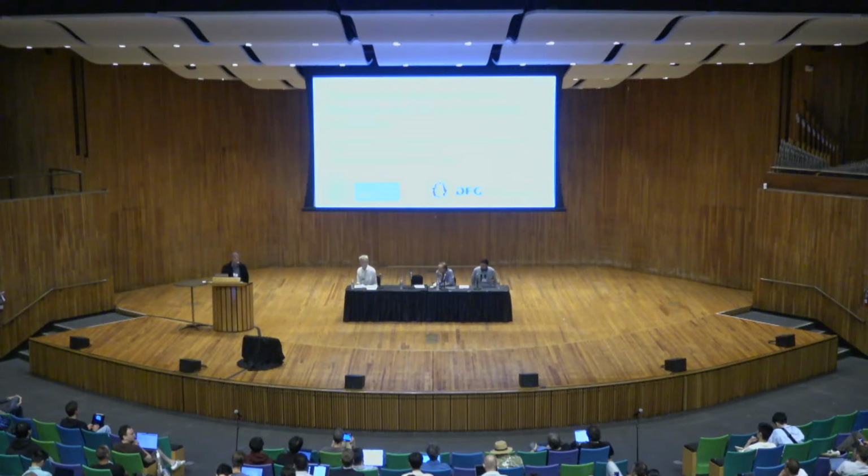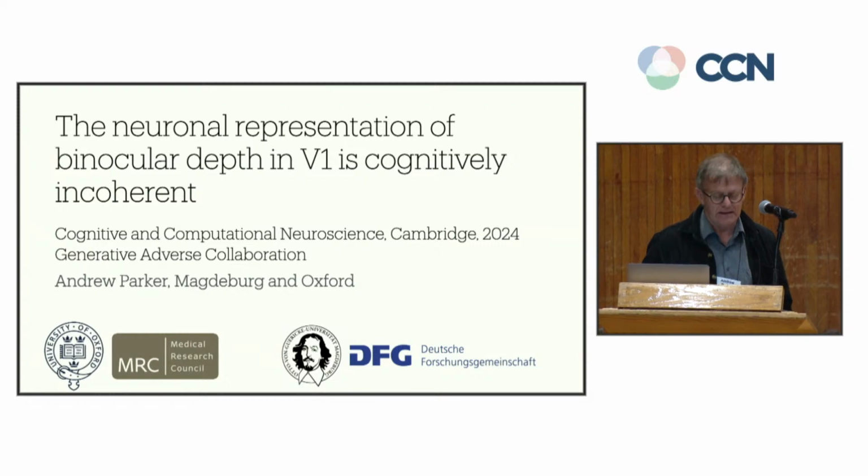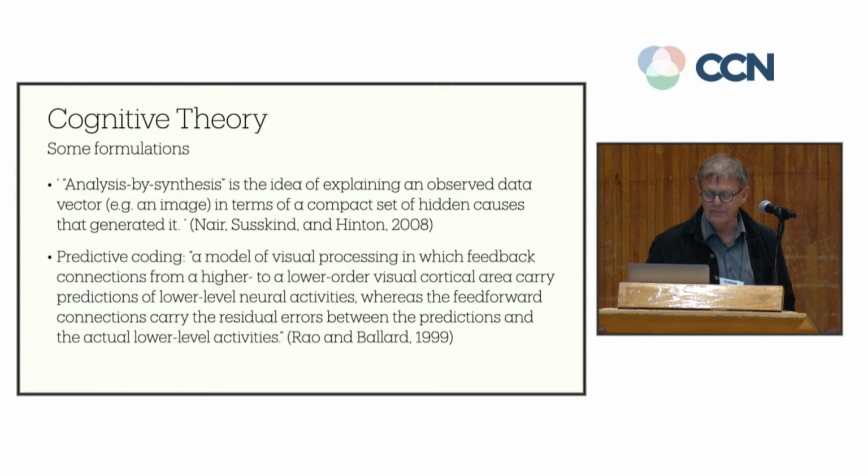Okay, well, thanks to Paul and the organizers for setting this up, a really interesting debate opening up already. I'm going to talk about binocular depth, and I'm going to make the claim that the representation in V1 is, in a sense, cognitively incoherent. I'll explain that as we go on.